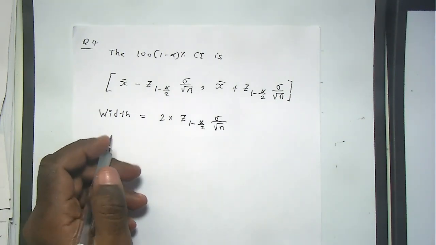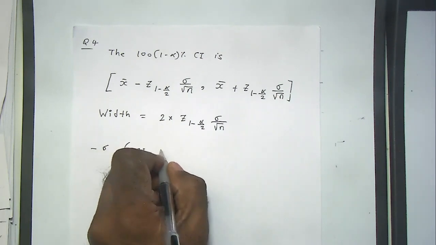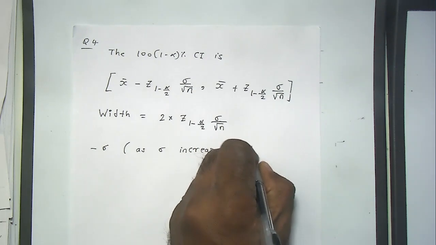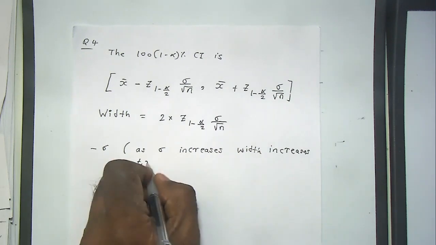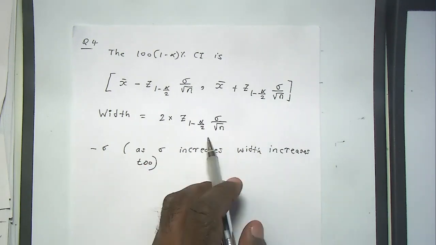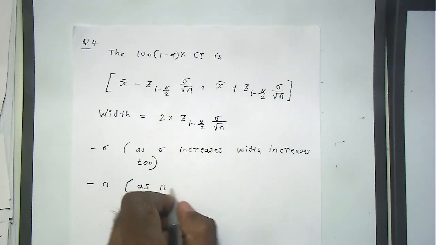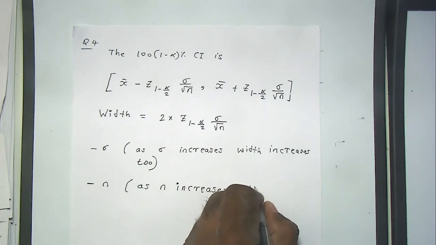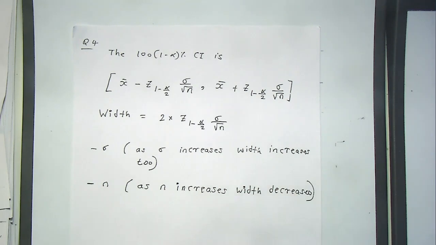Now there are only 3 variables that affect the width. One is sigma. As sigma increases, width increases too. So the width is an increasing function of sigma, clearly. The other variable that affects is n. As n increases, the width will decrease because this thing is a decreasing function of n, right?